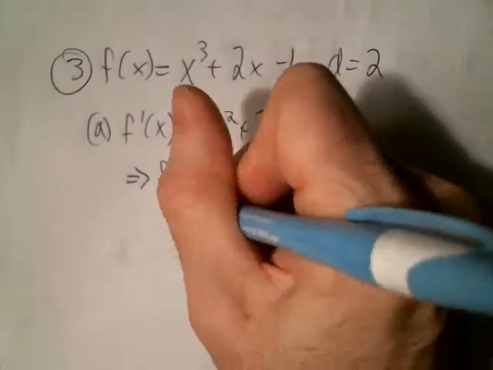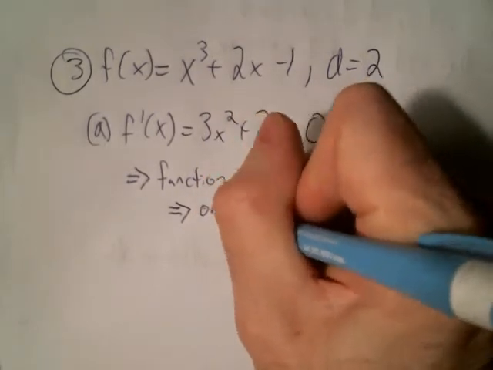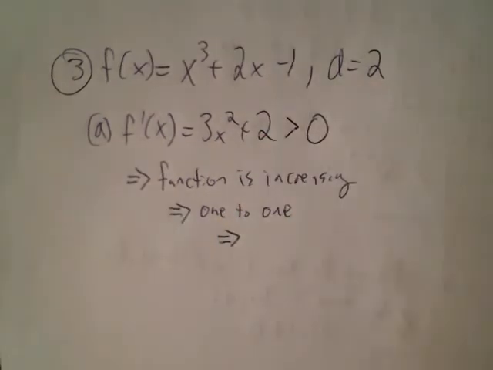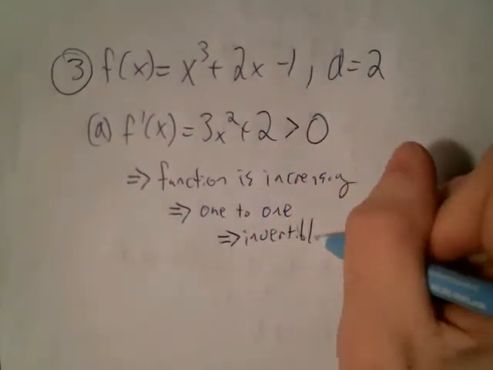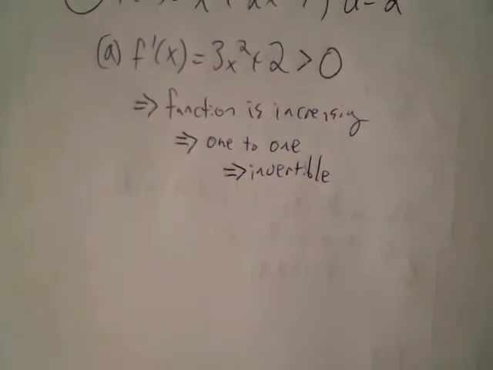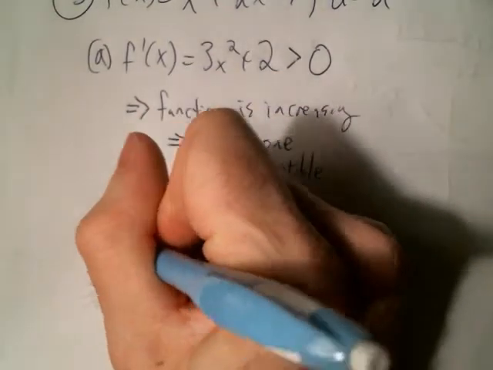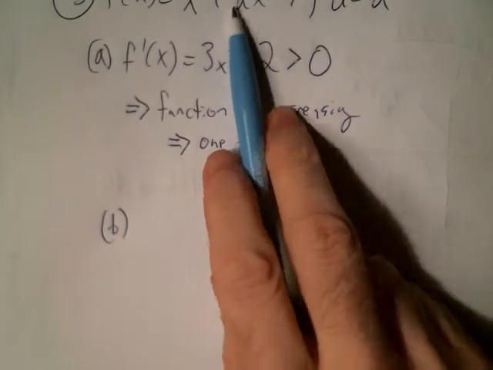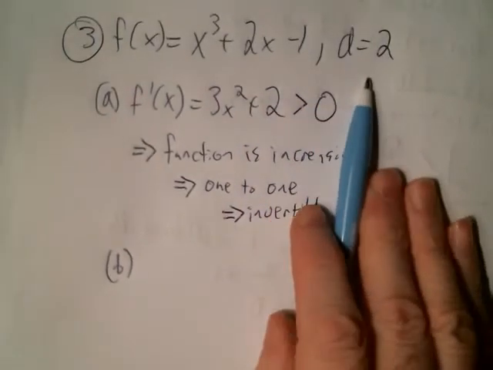And that implies it's 1-to-1. Okay. And supposing a function is 1-to-1, then you could say it's invertible. Okay, so we're good there. Next step, part B, we want to evaluate the derivative of the inverse function at this point a equals 2.